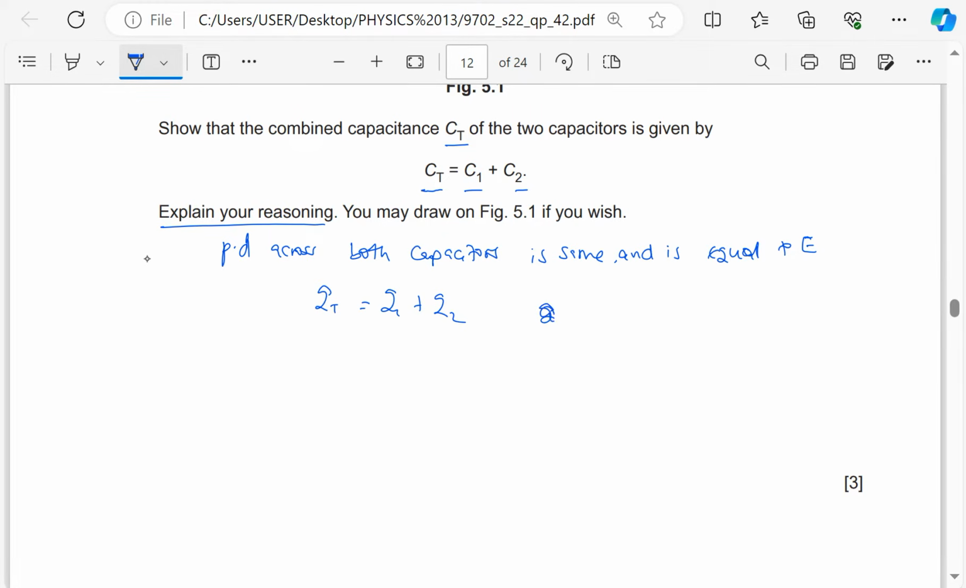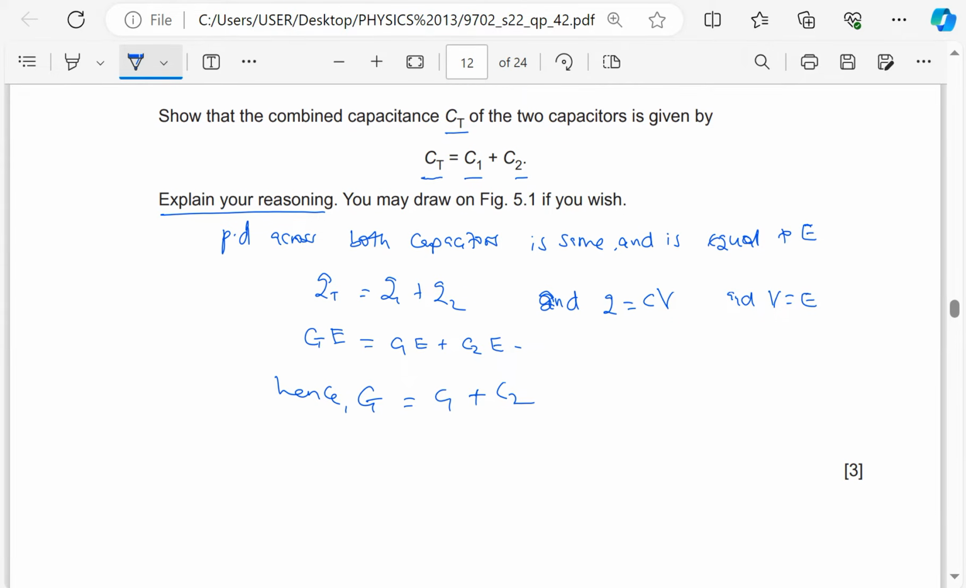And of course, we also know that charge is equal to C times V. So C total times E, of course V is E. V is the same as E. It's going to be equal to C1 times E plus C2 times E. Hence, when you divide both sides by E, C total is equal to C1 plus C2.